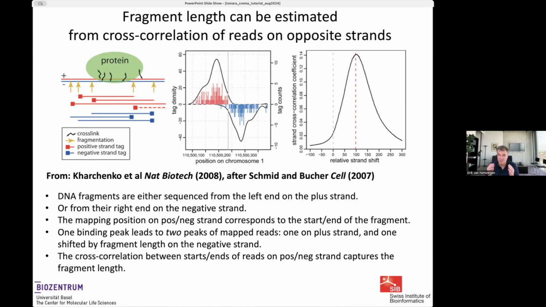And so basically you can detect the fragment length by looking for correlations between the density on the plus and the negative strand with a certain particular shift, okay? And so there's going to be the highest correlation between density of the positive and negative end at a distance which corresponds to the typical fragment length.